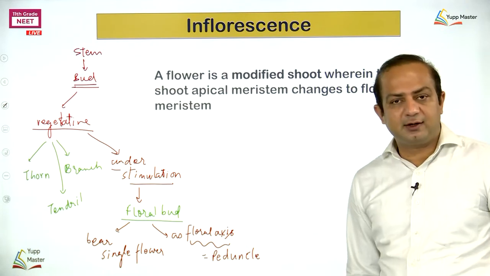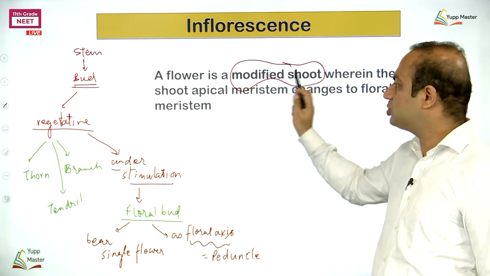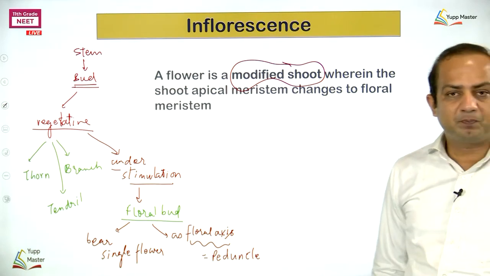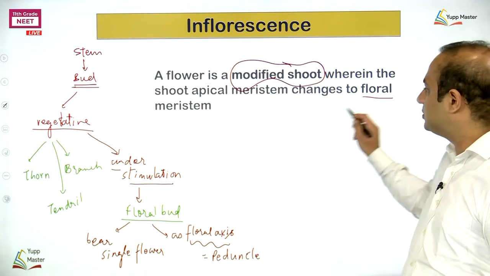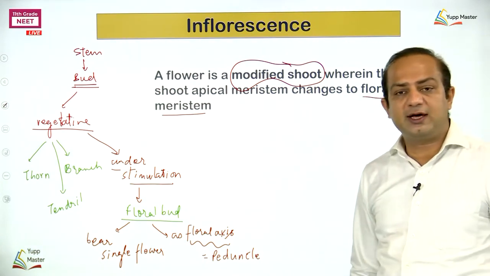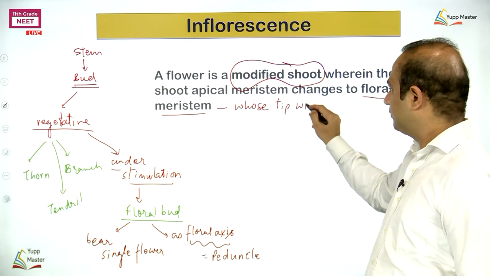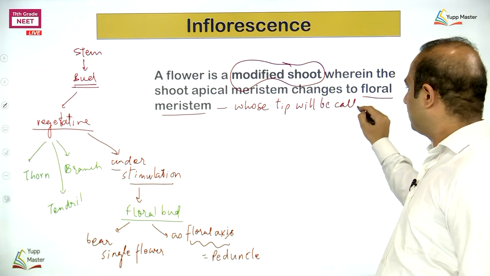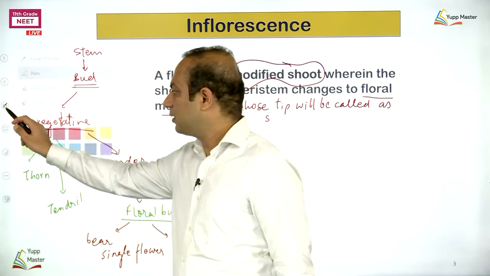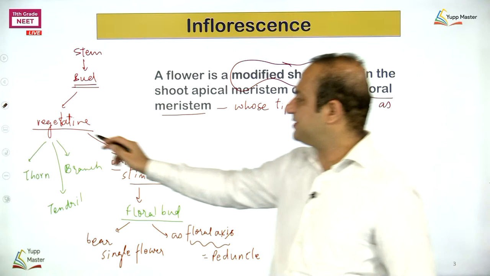The lines from the book are like, the flower is a modified shoot, as I said, how the shoot becomes modified to flower, wherein the shoot apical meristem changes to floral meristem, which is growing continuously. The tip of floral meristem, whose tip will be called as floral apical meristem. Clear? So we are saying whose tip will be called as apex. You can call it as apex here.